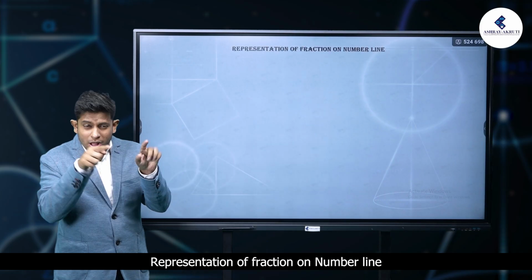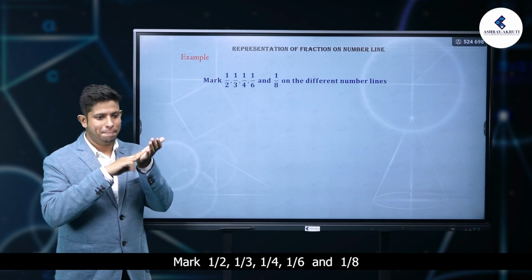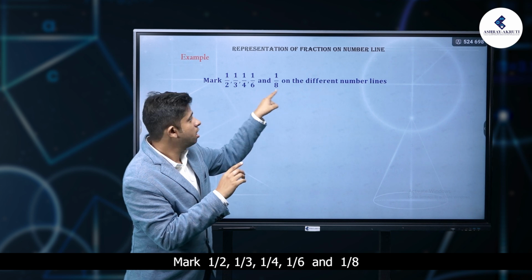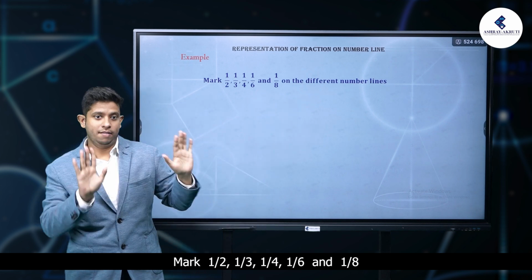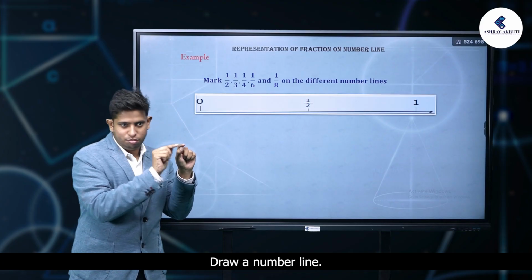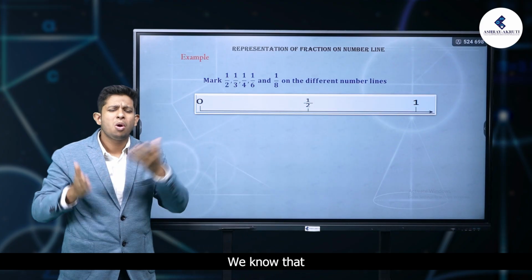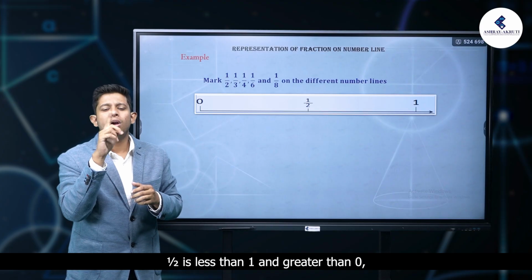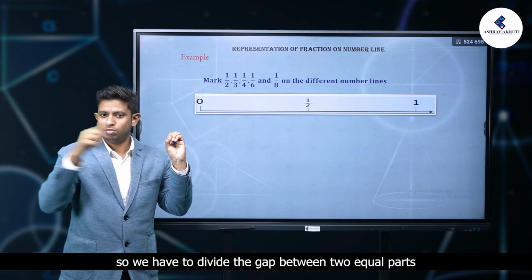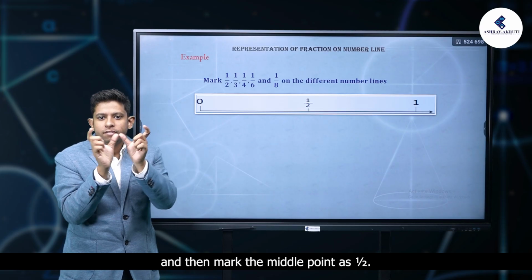Representation of fractions on a number line. Let us see one example. Mark 1/2, 1/3, 1/4, 1/6 and 1/8 on different number lines. Solution. Draw a number line. We know that 1/2 is less than 1 and greater than 0. So we have to divide the gap between them into two equal parts and then mark the middle point as 1/2.